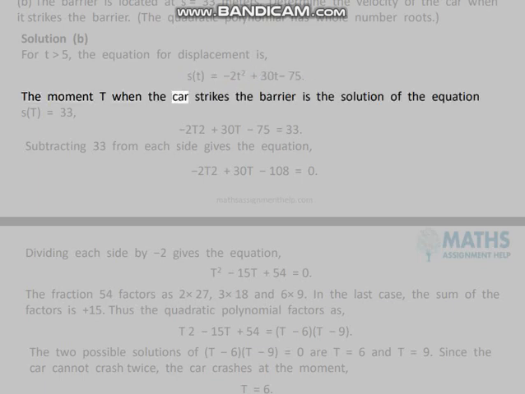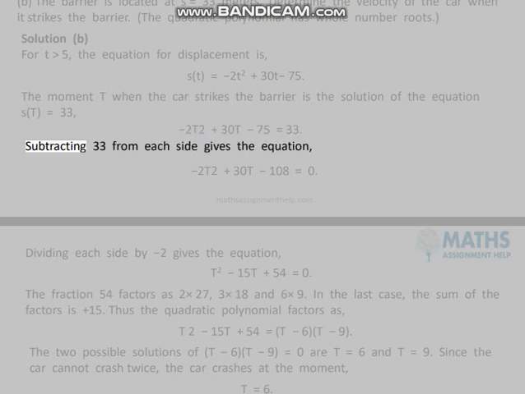The moment t when the car strikes the barrier is the solution of the equation s(t) equals 33. Minus 2t^2 plus 30t minus 75 is equal to 33. Subtracting 33 from each side gives the equation, minus 2t^2 plus 30t minus 108 is equal to 0. Dividing each side by -2 gives the equation, t^2 minus 15t plus 54 is equal to 0.